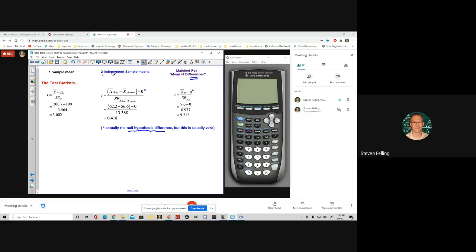And then in the two independent samples case, you're working with the differences, but it's not the mean of the differences, it's the difference of the means. So this d hat is really the difference of the two means. And so that statistic is we're going to subtract the null hypothesis difference, which is that there's no difference, divided by the more complicated standard deviation of the differences. And so that turns out to be 0.418.